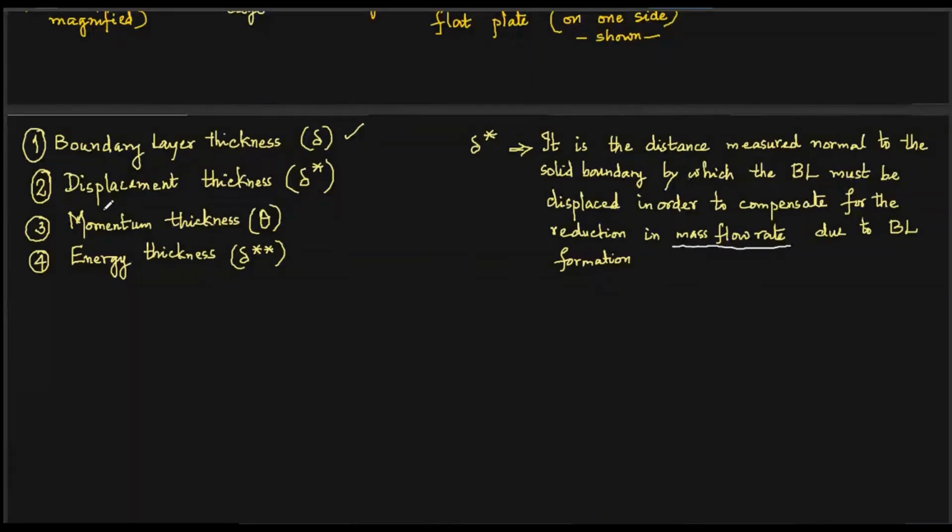Often we talk about kinetic energy of translation as half mv square. So since velocity is reduced, kinetic energy is also reduced. So because of boundary layer formation, there will be essentially loss of mass flow rate, loss of momentum of flow over the plate, and loss of kinetic energy over the plate. So in order to represent the reduction in mass flow rate, we introduce a certain distance, that is displacement thickness, by which the boundary layer must be displaced in order to compensate for the loss of mass flow rate.